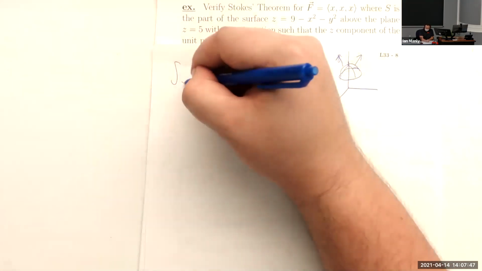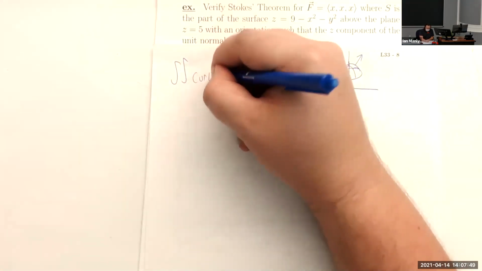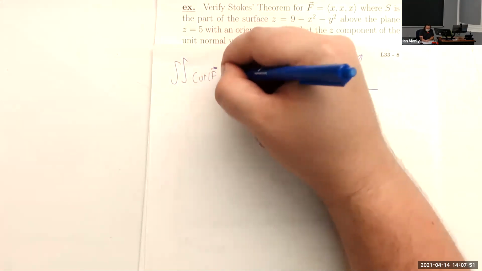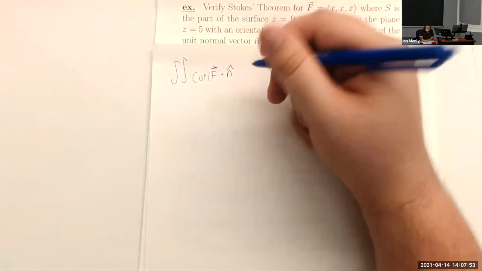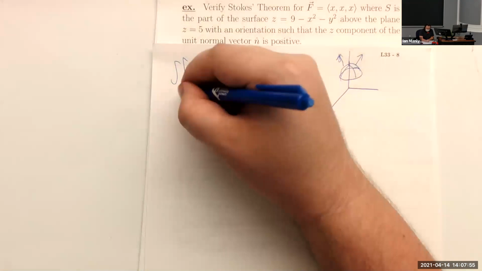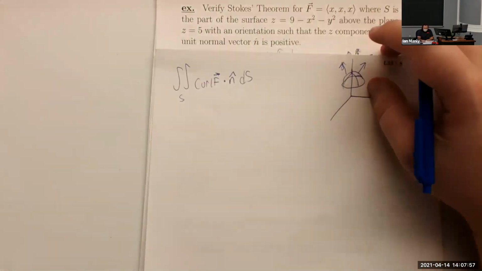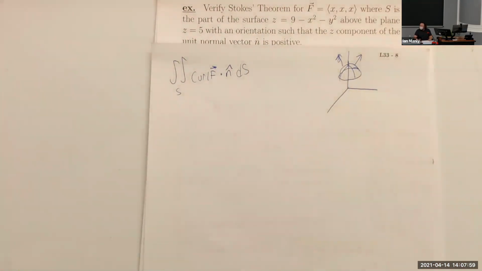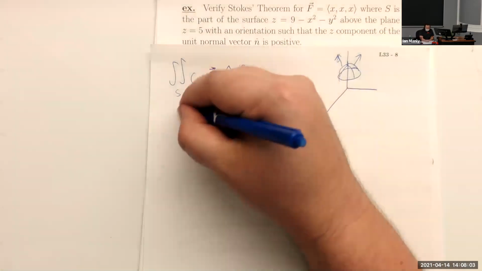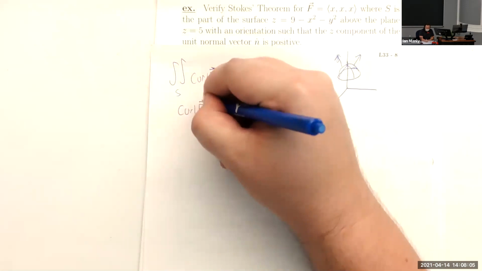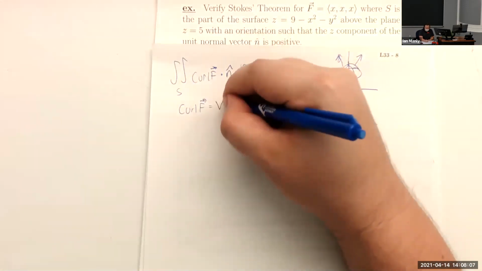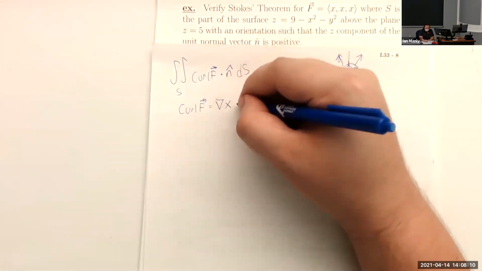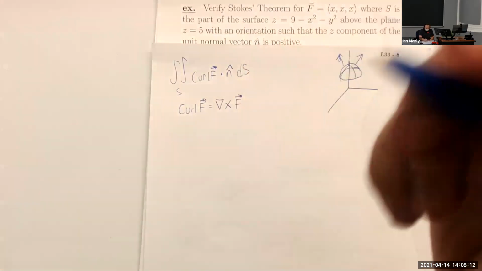All right, so first we want to compute the curl of f dot n hat dS. All right, so let's see here. First of all, let's figure out what the curl of f is. So we got some practice doing this last time. The curl of f is the del operator crossed with our vector field.